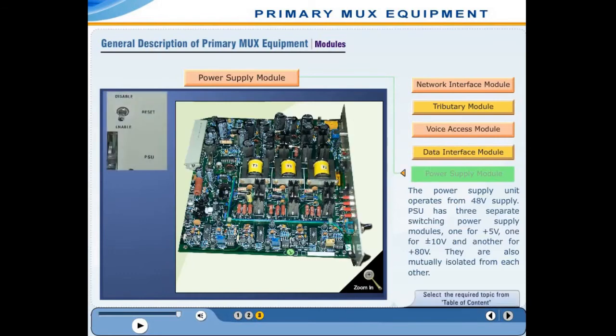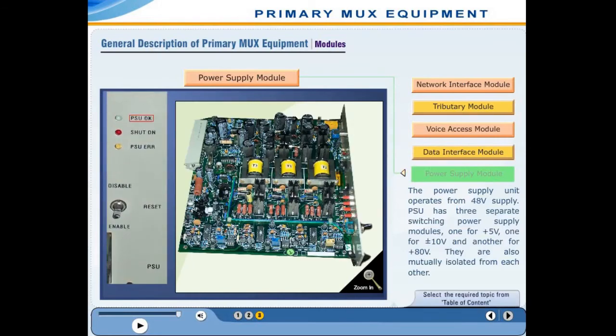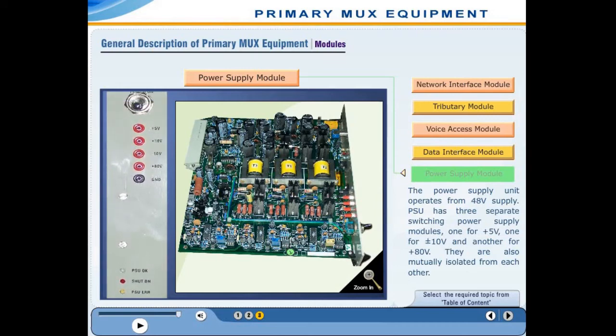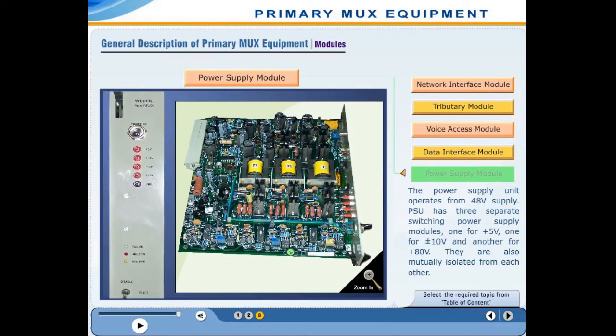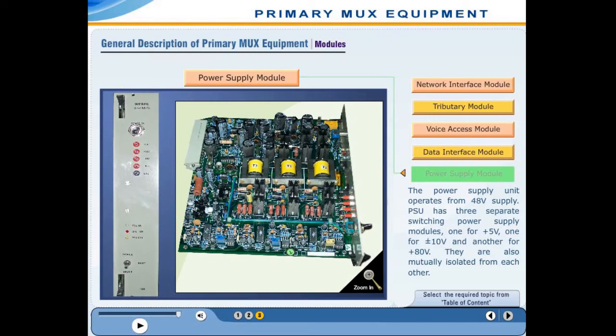Power supply module. The power supply unit operates from 48 volt supply. Power supply unit or PSU has three separate switching power supply modules. One for plus 5 volts, one for plus minus 10 volt, and another for plus 80 volts. They are also mutually isolated from each other.